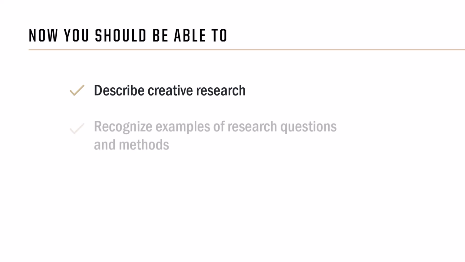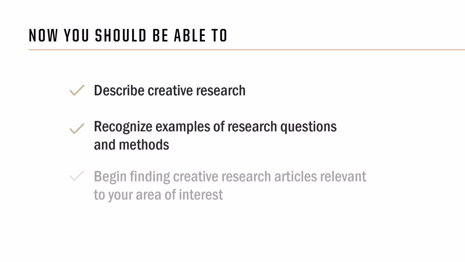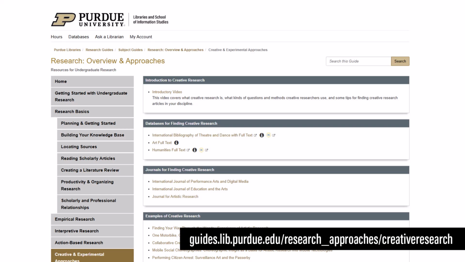Now you should be able to describe creative research, recognize examples of creative research questions and methods, and begin finding articles relevant to your area of interest that employ a creative approach. For additional resources, check out the Library Research Guide page on creative research at guides.lib.purdue.edu/research_approaches/creative research.